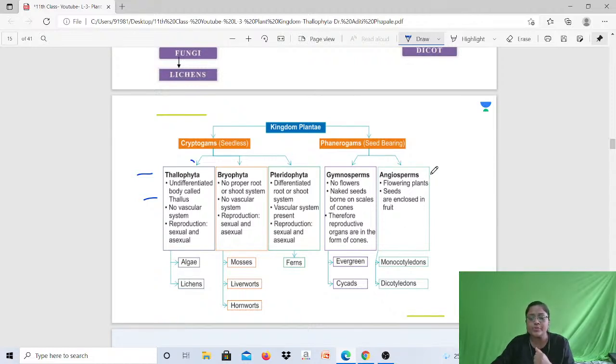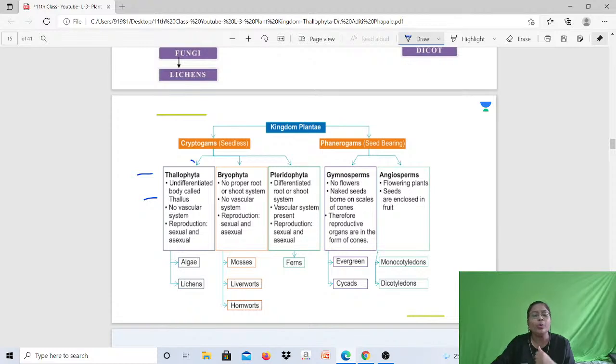Then angiosperms, flowering plants. That means they bear flowers and of course they have fruits. They have proper seeds with a seed coat, and the seeds are enclosed in fruit. Understand, this is a very important point. Further, gymnosperms are grouped into evergreen plants as well as cycads, whereas angiosperms are further grouped into monocotyledons and dicotyledons.